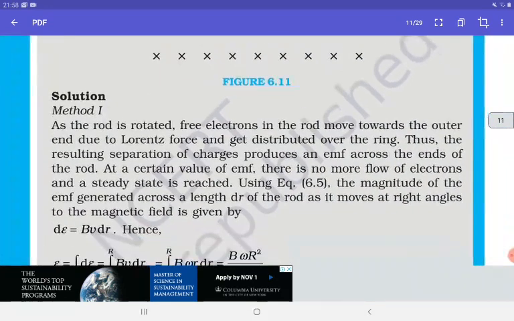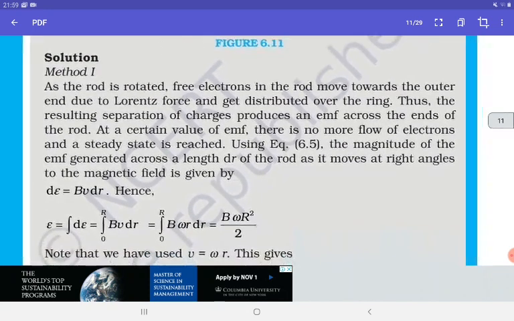So, method 1. As the rod is rotated, free electrons in the rod move towards the outer end due to the Lorentz force and get distributed over the ring. Thus, the resulting separation of the charges produces an EMF across the ends of the rod. At a certain value of EMF, there is no more flow of electrons and a steady state is reached.